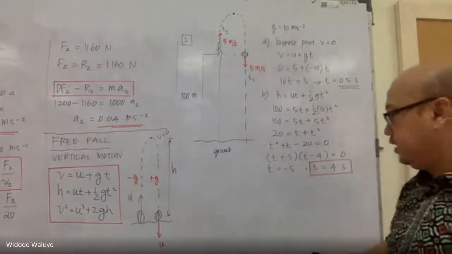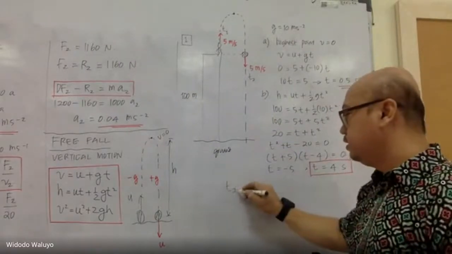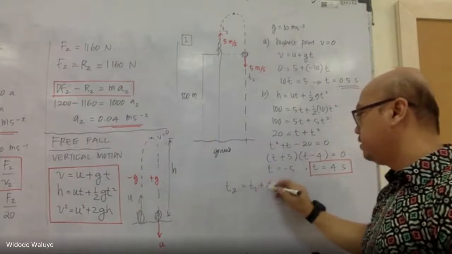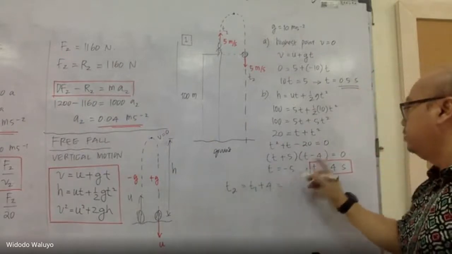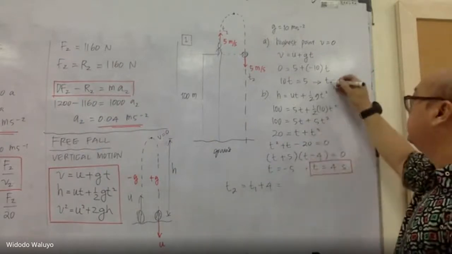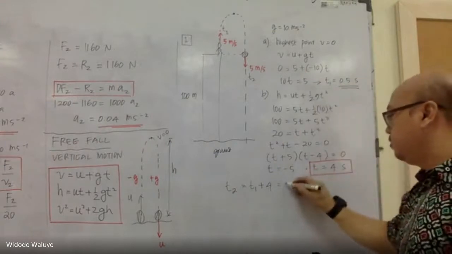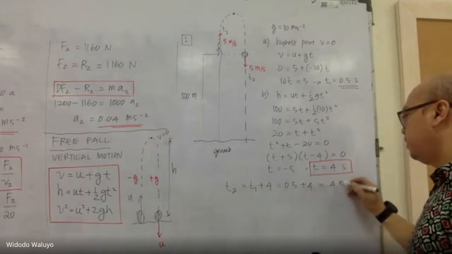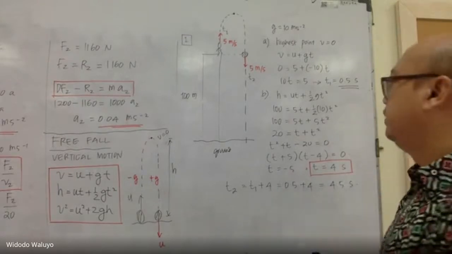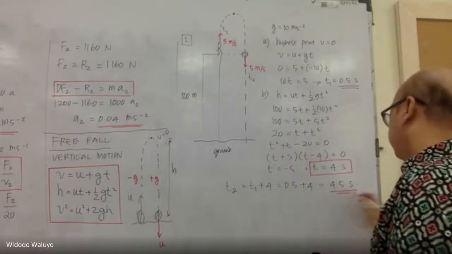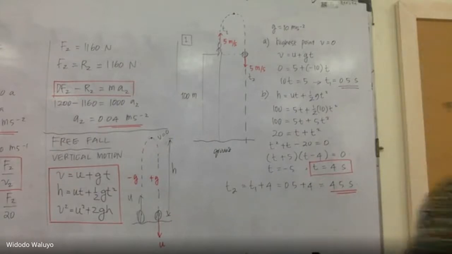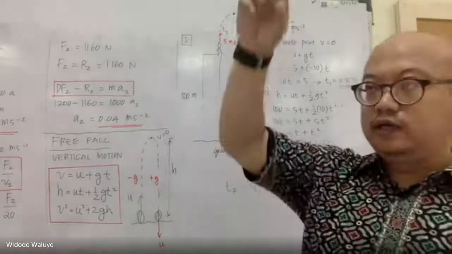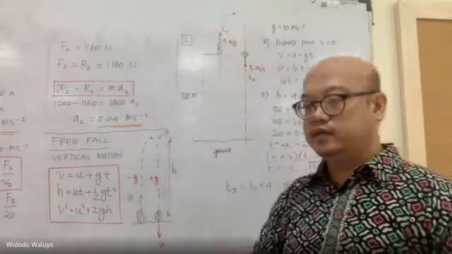So we can say T2 is T1 plus 4. This is T1, which is 0.5, and then plus 4. This is 4.5 second. This is the time when the ball, from the highest point until it hits the ground.